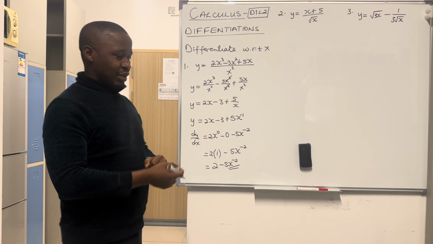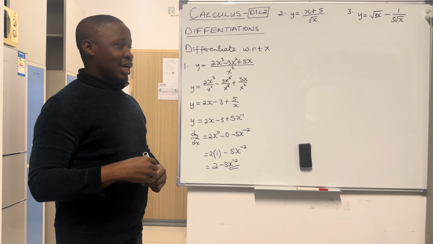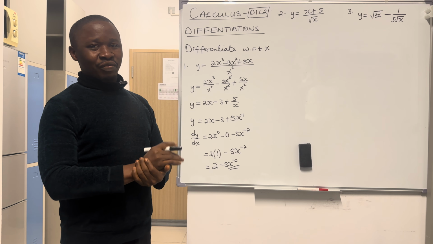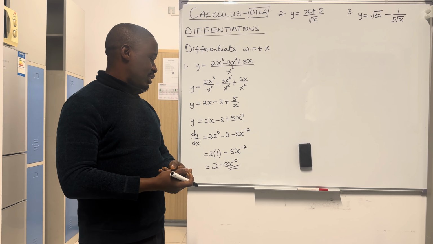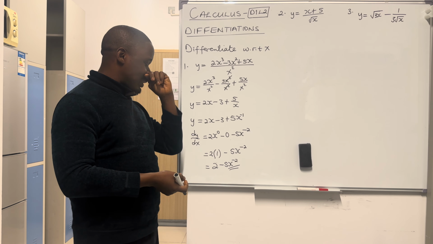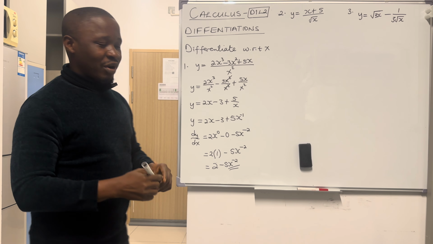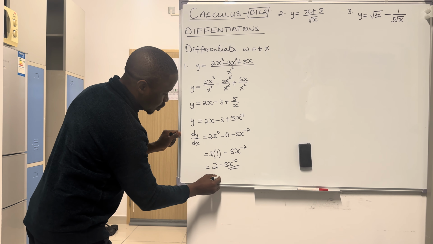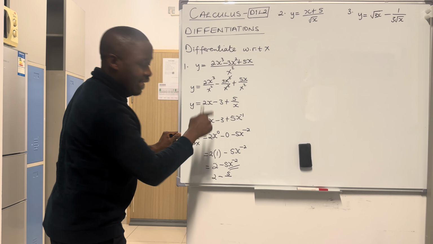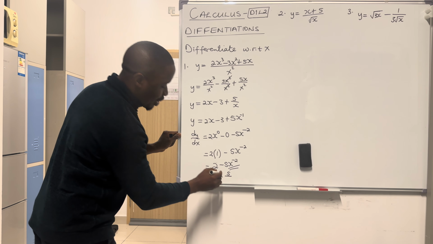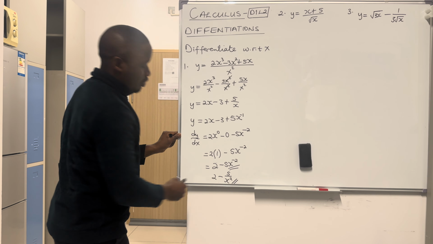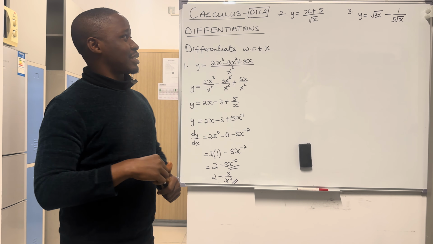This is our result. But sometimes the teacher will choose to leave only positive powers of x. If the instruction says your derivative, your differential coefficient, must contain only positive powers, then we say 2 minus 5 over, you bring this x down. Remember, we change the sign of the power: x to the power 2. So this is what we finally get.